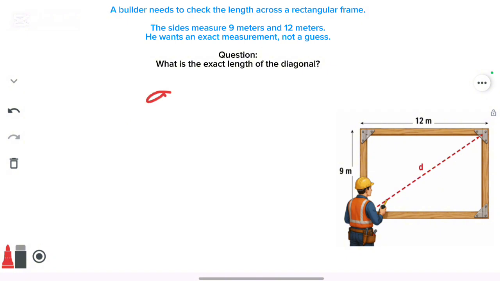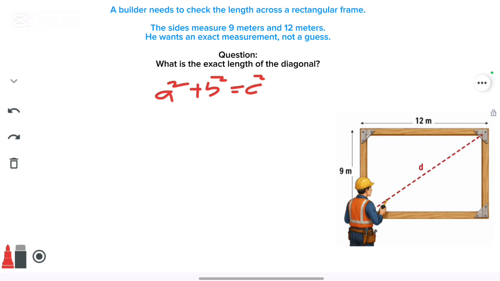The Pythagorean equation is a squared plus b squared is equal to c squared. Alright, so this is the equation that we're going to use. Now we know the lengths that are given here. We have 9 meters and we have 12 meters. So we are going to use these measurements, these lengths. We are going to substitute these lengths into the given formula.